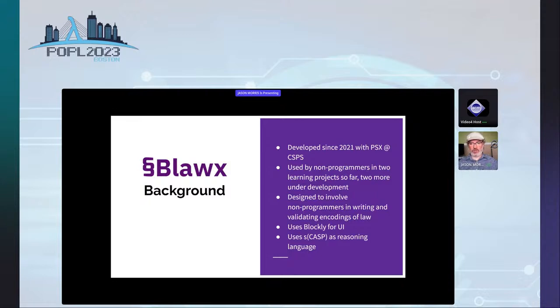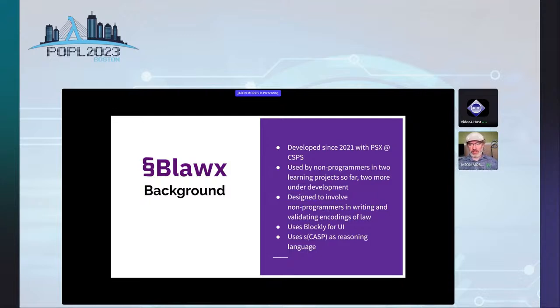It's a prototype, still early days, but we're making good progress. It's currently being used in 2 projects inside CSPS, one of which is a systems administration project and another is a legislative drafting project. There's a couple more projects that we're expecting to onboard in the next couple of months. We've only been using it with actual non-programmers writing the Blocks encodings since about August. So it's very early days, but I'm happy with the progress so far.